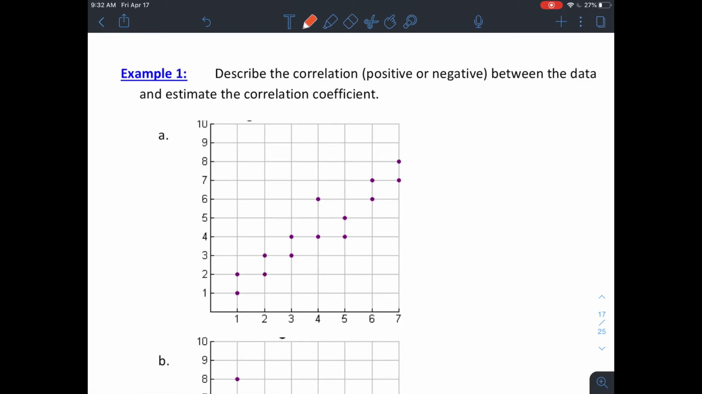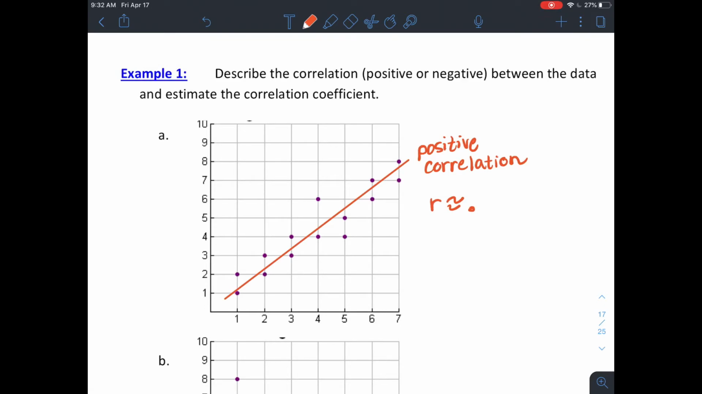So we're going to describe the correlation as either positive or negative. I like to draw a line to see if it would have a positive slope or a negative slope to fit my data. So this line that fits my data would have a positive slope, so it's a positive correlation. As my x values increase, so do my y's.